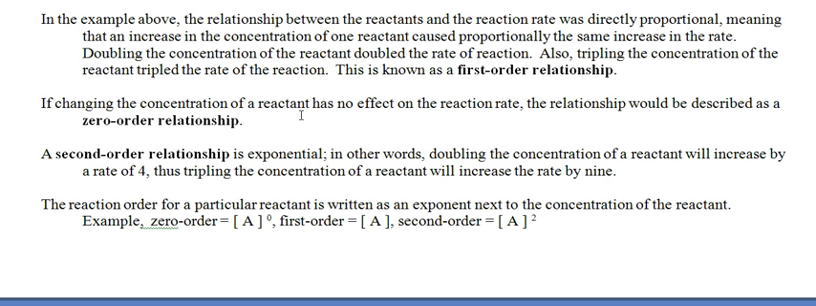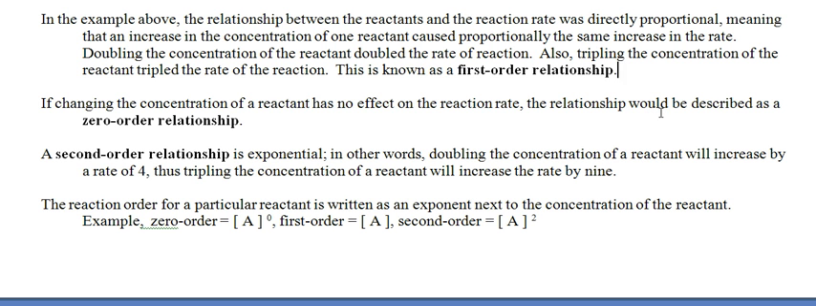That's for zero-order reactants. If I'm looking at a first-order reactant, which is right here, if I double the concentration for a first-order reactant, then I speed the reaction up twice as fast. If I triple the concentration for a first-order reactant, the reaction is now 3 times faster. If I quadruple the concentration, it's now 4 times faster.